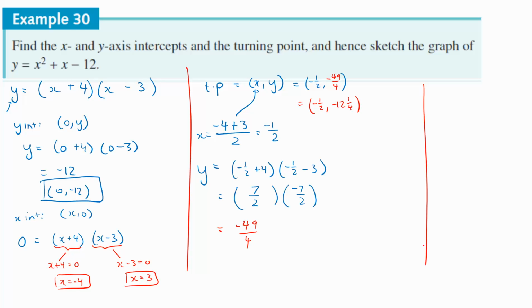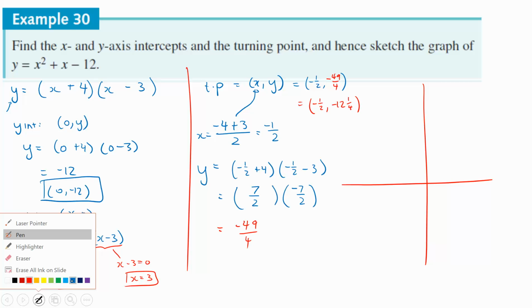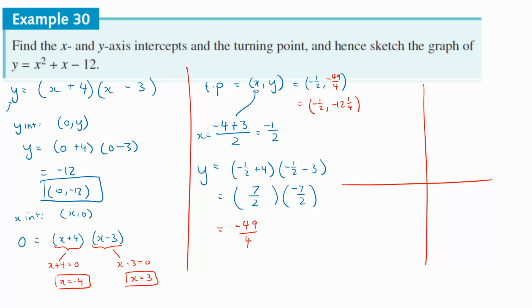Now if I were to answer the question, if we were to sketch the graph, same thing, we've got your y-intercept, which is at 0, negative 2. We've got our x plus 4 and x minus 3, so x equals negative 4 and x equals 3. So negative 4 and 3. Let's say 3 is here. And we know the turning point is at negative half.